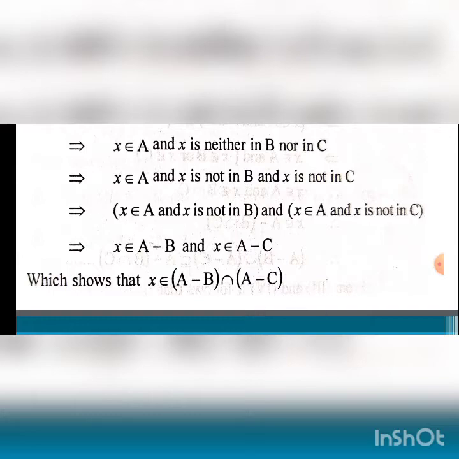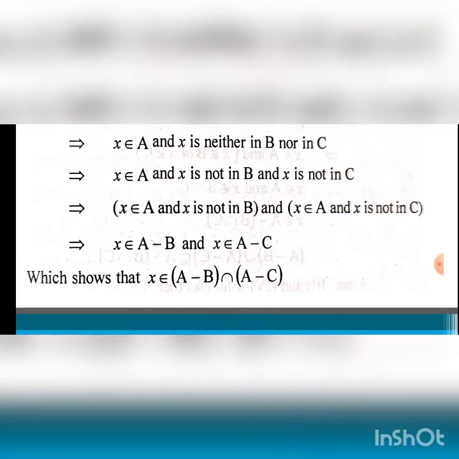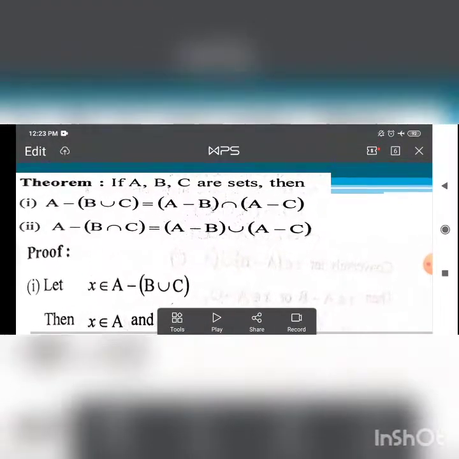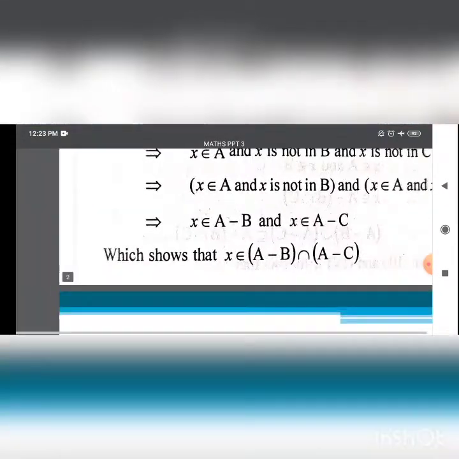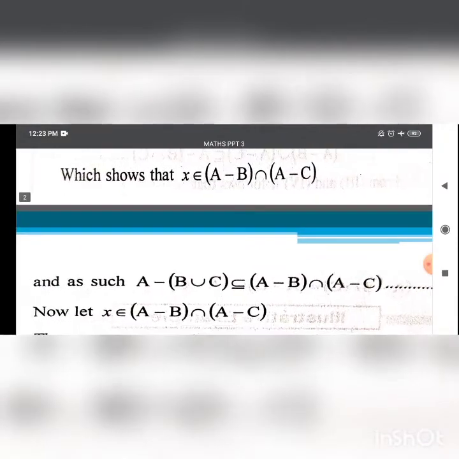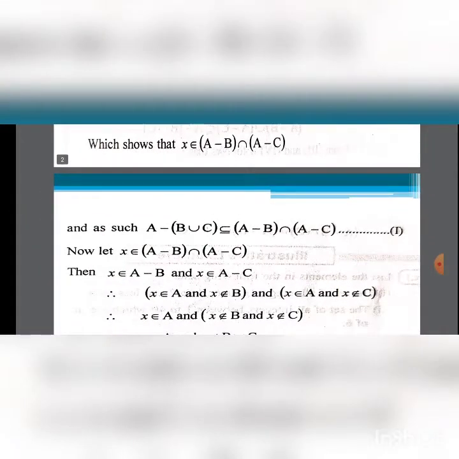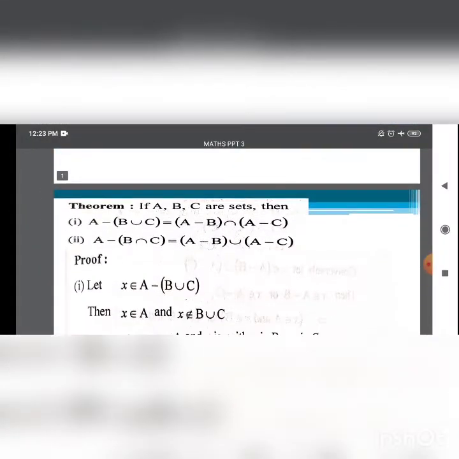Which shows that x belongs to (A minus B) intersection with (A minus C), which is right hand side. So in the first step, what we prove here? Left hand side is a subset of right hand side. This is the equation of first. Then now we take one element from right hand side and we will show that element belongs to left hand side.